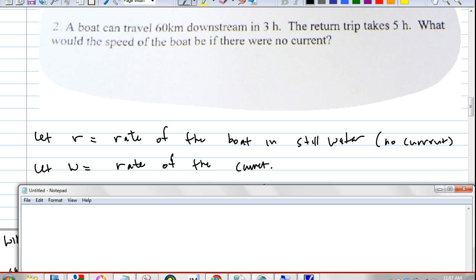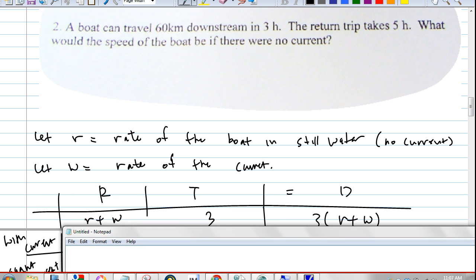Are we going to have to do tables on them? Oh, yes, because we have rate, time, and distance. Tomorrow? No, this section will not be on it, but I may give you something with rate, time, and distance. That's okay. So here we go.